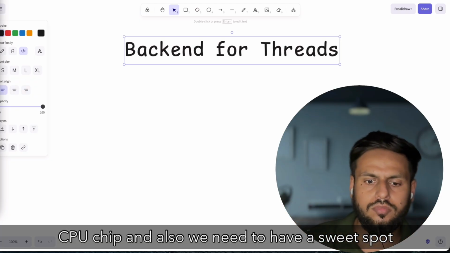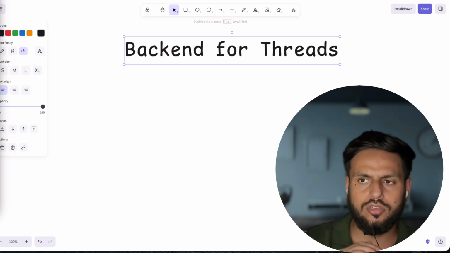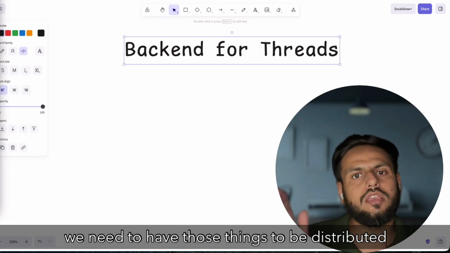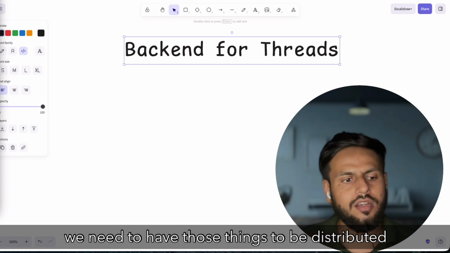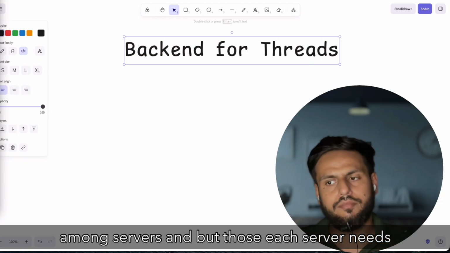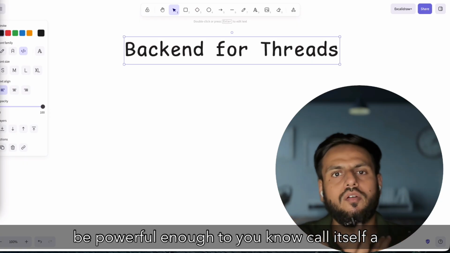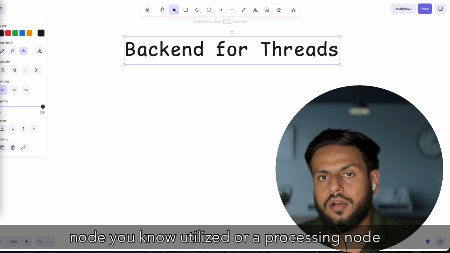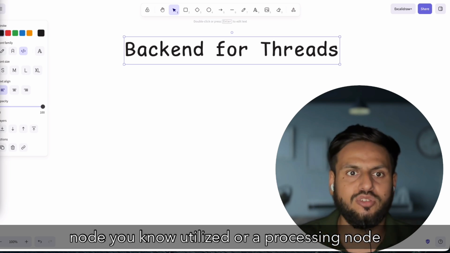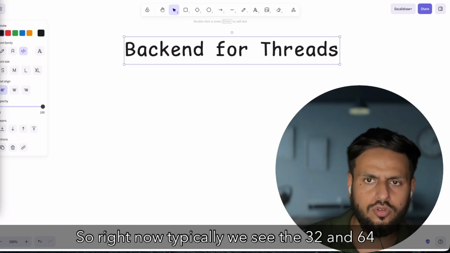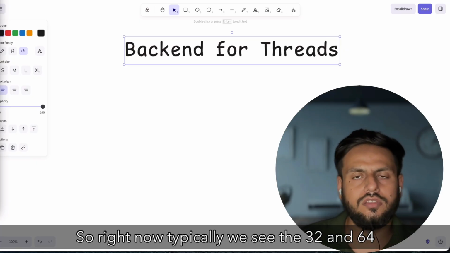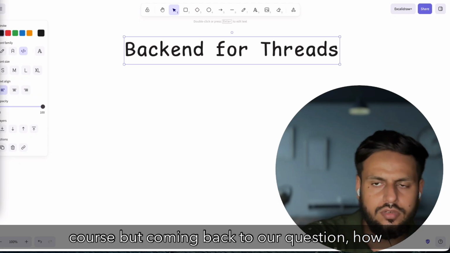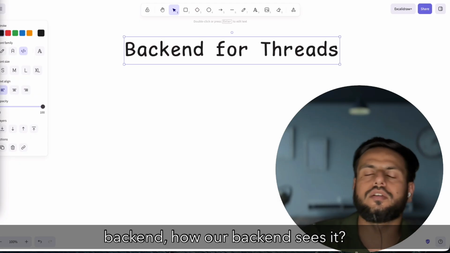And also we need to have a sweet spot, because we need those things to be distributed among servers, but each server needs to be powerful enough to call itself a processing node. So right now, typically we see 32 and 64 cores. But coming back to our question, how does our backend see it?